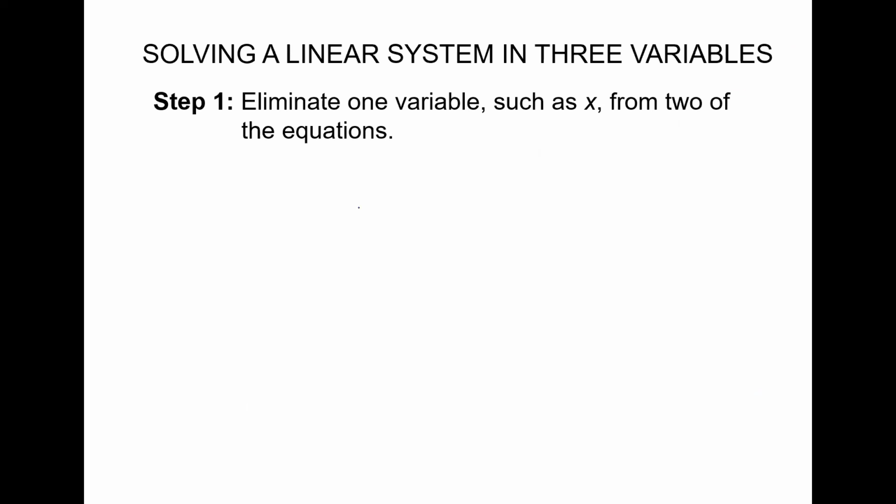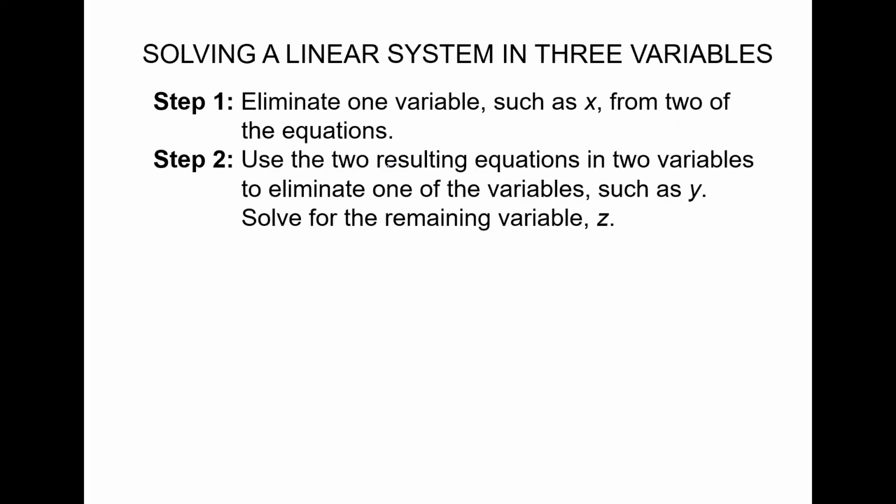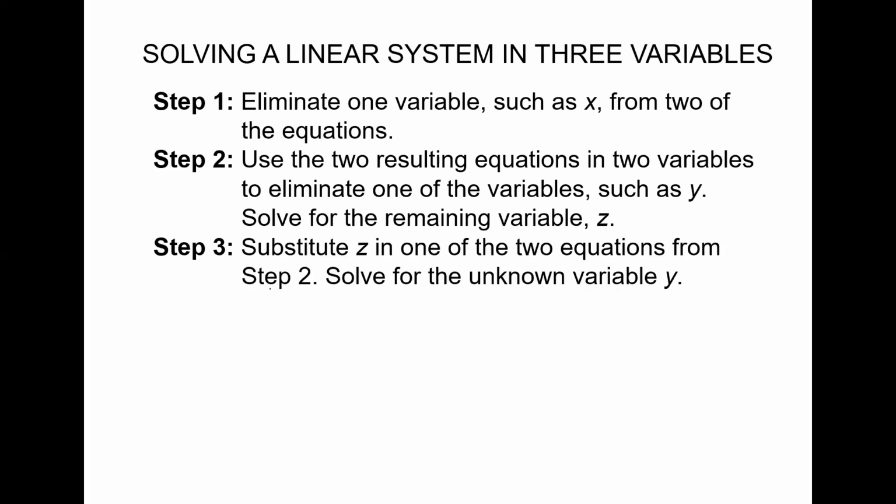All right, so solving the system in three equations. First, eliminate one variable such as x from two of the equations. Then use the two resulting equations in two variables to eliminate one of the other variables such as y. And then we solve for the final variable, which is going to be z. And again, it doesn't matter which order we do it. Maybe it's going to be easier to first solve for z, and then after that we can solve for y, and then after that we can solve for x. It really doesn't matter the order. Whatever looks easiest to do is how you do it.